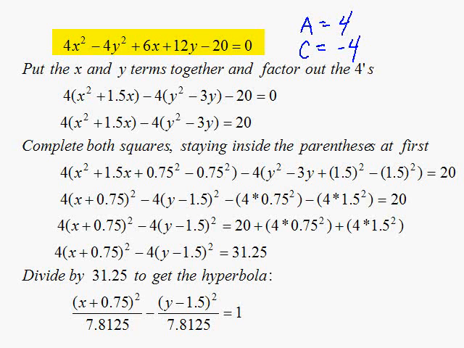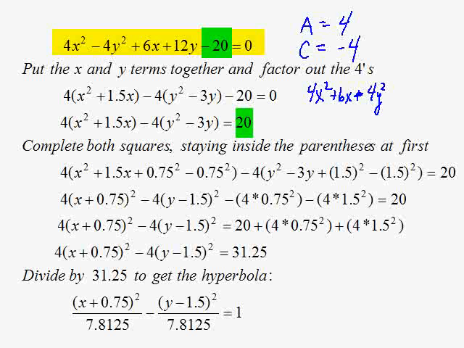So what we do here is take that constant, the minus 20, and move it to the other side. Then we put the x's together and the y's together. And, of course, we want 1's in front of the x squared and y squared, so we factor out the 4's. We're going to have a little fun with parentheses here. So the intervening step, if you missed that, would have been 4x squared plus 6x, minus 4y squared plus 12y equals 20.